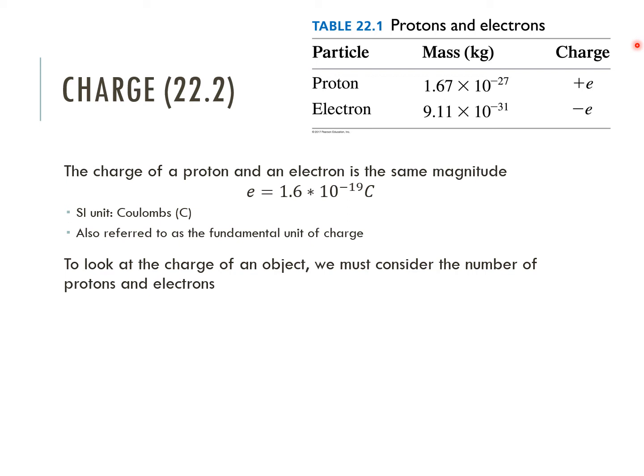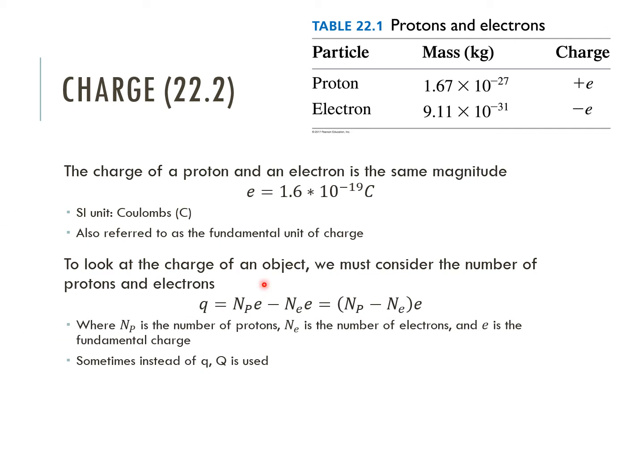To look at the charges of an object, we are going to have to consider the numbers of protons and electrons. Because again, these are the only two charged objects inside of our atom. And because these are the only two charged objects inside of our atom, they are going to determine if our atom is going to be positive or negative. And as we build up into an object, that whole object is going to have some number of protons and some number of electrons. So we need to find the difference between the two values in order to figure out, is the object positive or is the object negative?